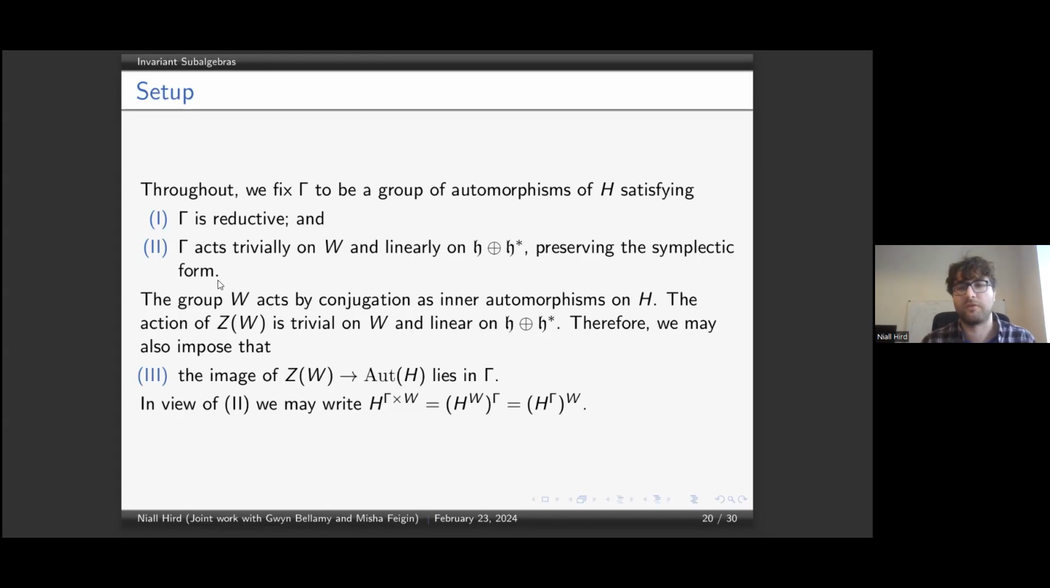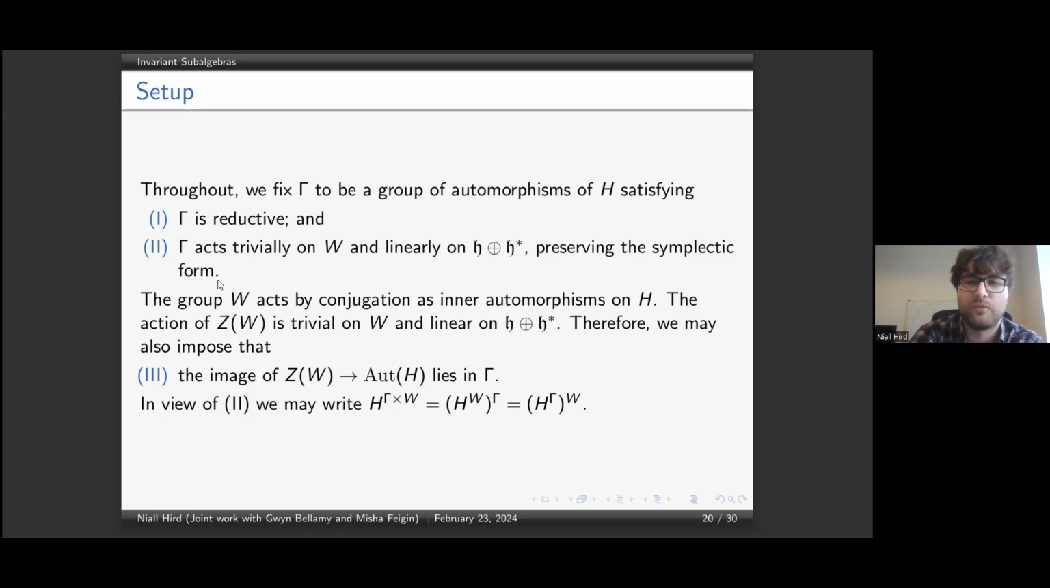Okay, so now we can talk about the actual results about the centers of these invariant subalgebras. This is just a little setup slide, to establish some rules here. So gamma, our reductive subgroup here, is a group of automorphisms of H. It's reductive, it acts trivially on the group and linearly on H plus its dual, and it preserves the symplectic form.